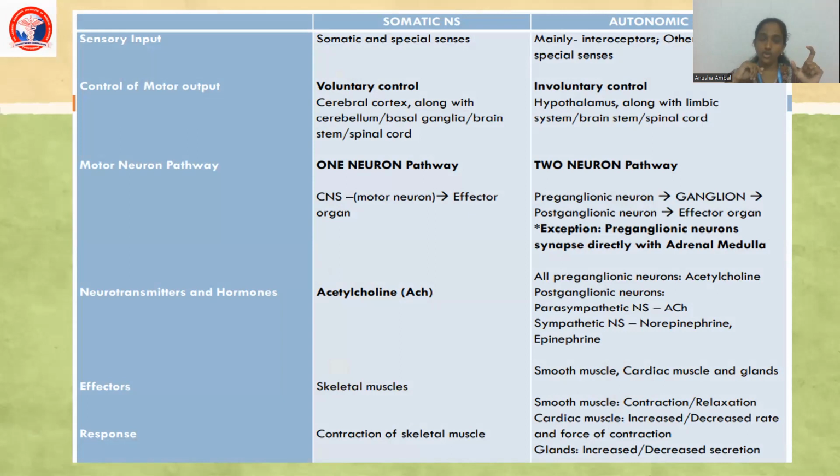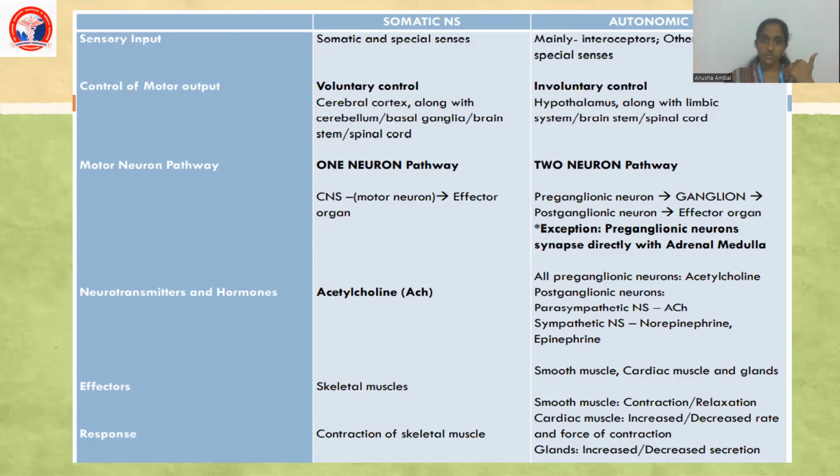Where is the control of motor output situated? It is the cerebral cortex for the somatic. It is the hypothalamus for the involuntary control, that is the autonomic nervous system. As we already know, somatic is a one neuron. Autonomic, two neuron. Only exception, adrenal gland.